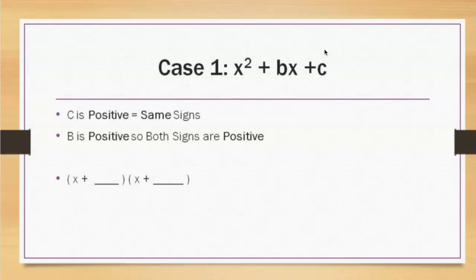Case number 1 is the case in which you have 2 positives. So you have a positive x squared and a positive after x squared and a positive after bx. So if the c and bx term are both positives, then our factors will both be positives.